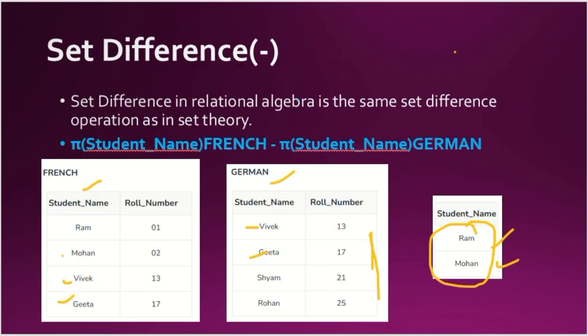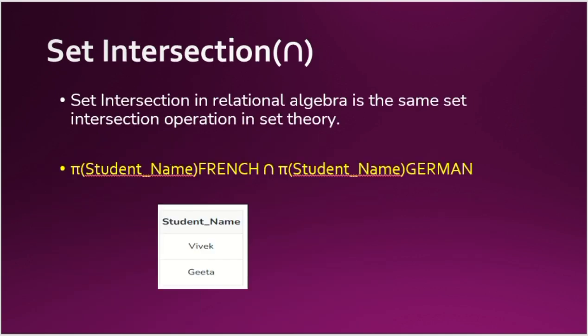I am going to take these same tables for my next example also. So here, intersection is the next operator. For this also I am going to take both the French table and the German table. Intersection means which are common in both tables, I need to mention that in my output.